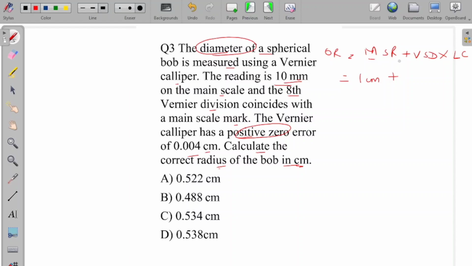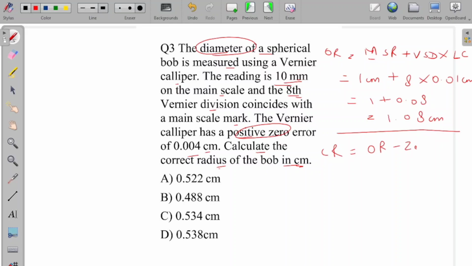Now coinciding division of Vernier scale is 8. So 8 into least count. Least count is not given in the question, and that's why we will take the standard least count, which is 0.01 centimeter. Now after solving this, we will get 1 plus 0.08 and this becomes 1.08 centimeter. This is the observed reading. Now we will find the correct reading. In order to find the correct reading, we need to subtract the zero error from the observed reading.